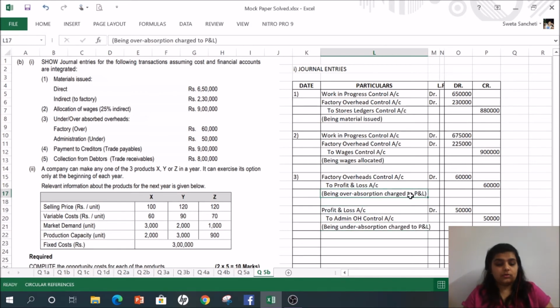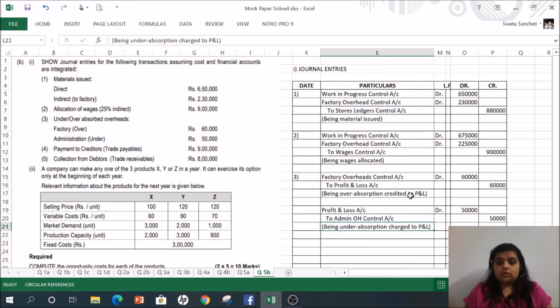Here the right word is not charged actually. We should use the word credited to P&L. Yes. So we are done with part 3, for the third entry.